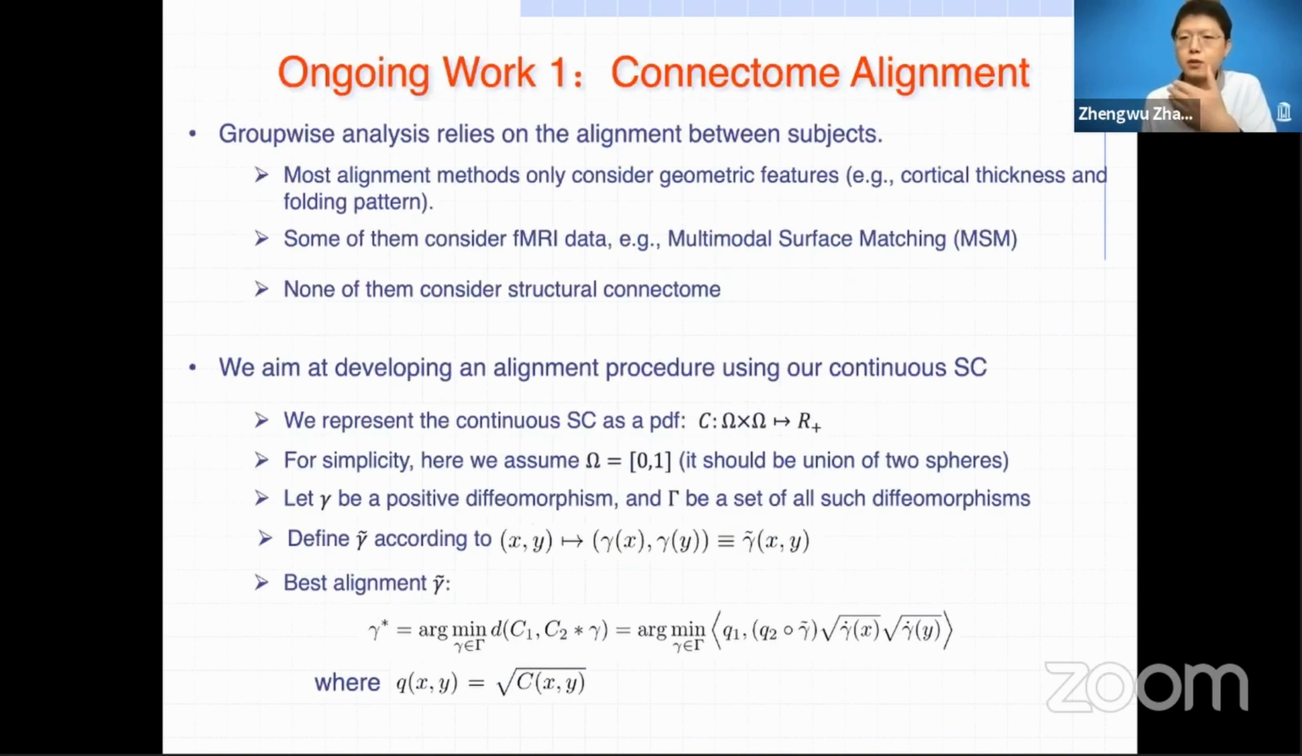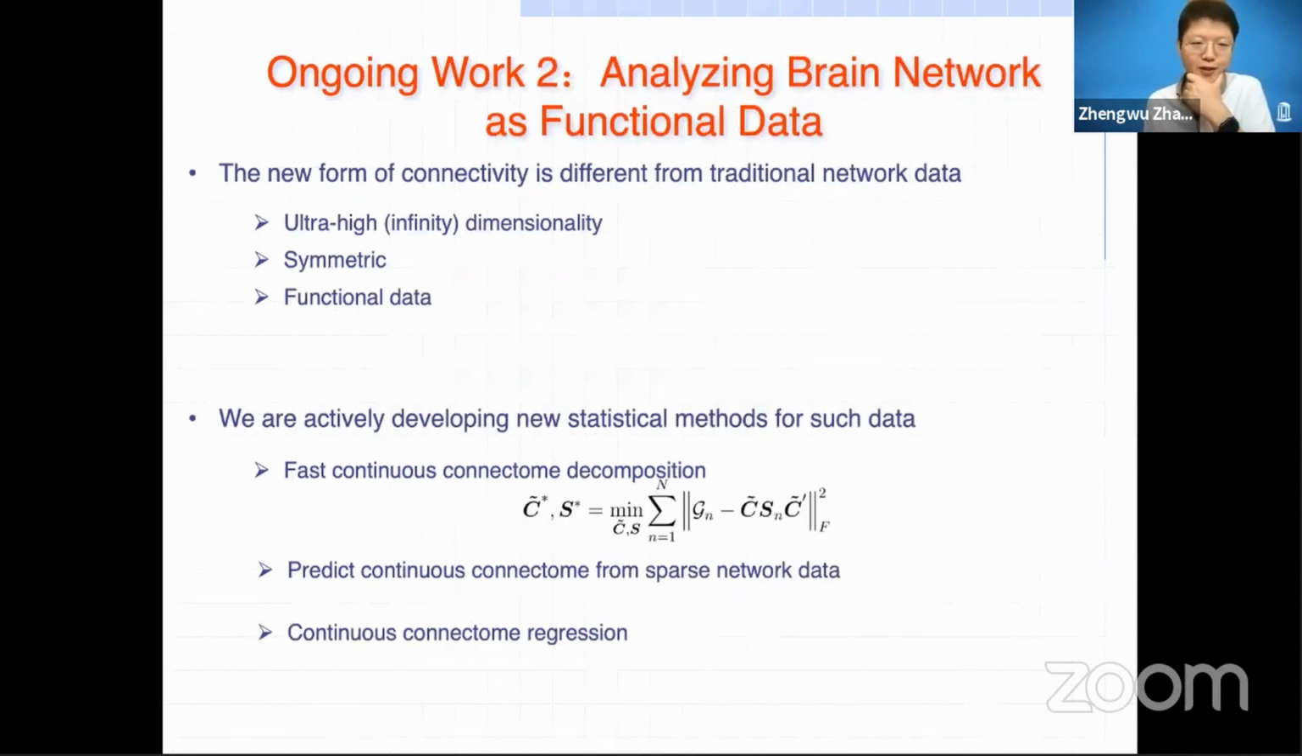Based on this work, we'll try to do some downstream analysis, including connectivity alignment. This is joint work with Anuj. I need to really work hard on this project. We also try to analyze the continuous connectivity as functional data on a spherical domain, and develop methodology for factorization, decomposition, regression, and hypothesis testing, and so on. Because this is a new type of connectivity under the continuous framework.